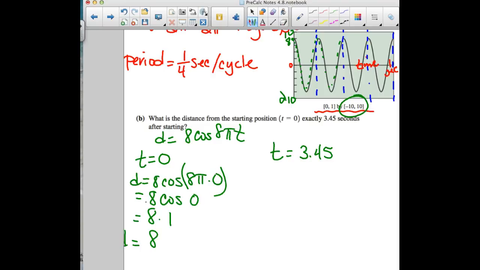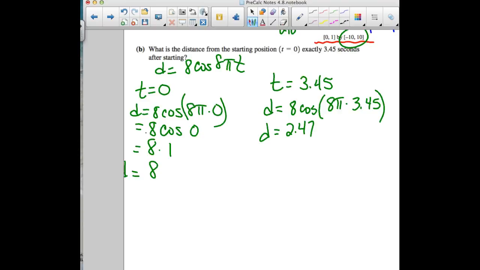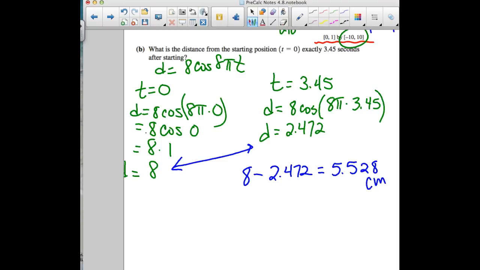Okay, over here we have to plug in 3.45 for time, so our distance equals 8 cosine of 8 pi times 3.45. Grabbing your calculators, typing that in, we get a distance of 2.47. I think it was 2.472. So when we are comparing the difference from starting position here to where we end up, the difference between those two is going to be 5.528. And that would be centimeters.